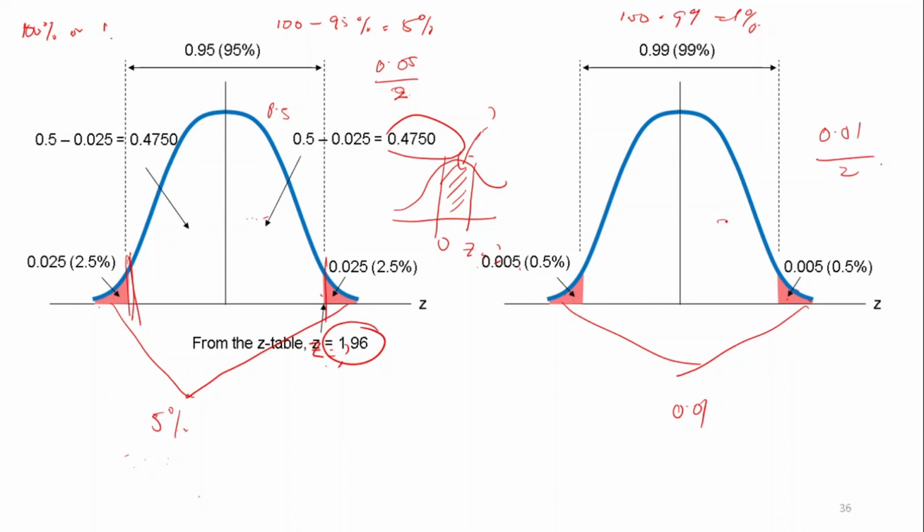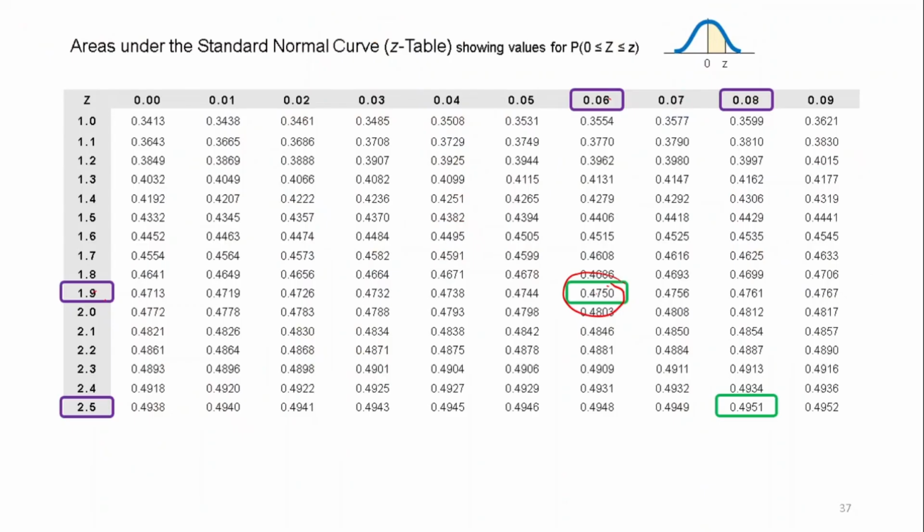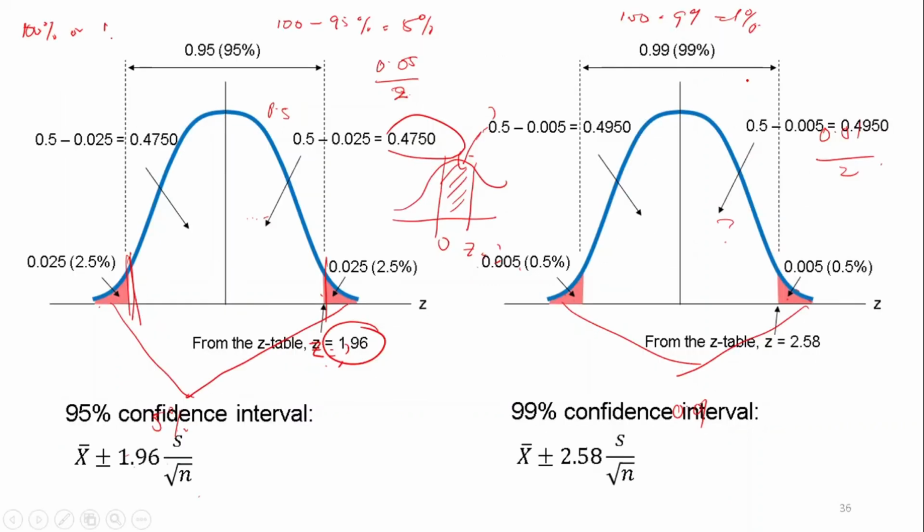Now you need to find the probability here. So 0.5 minus 0.005, we get 0.4950. Now what is the value of Z? Looking in the table, the value closest to 0.4950 gives our Z value of 2.58. So for a 99% confidence interval, our Z value is 2.58.